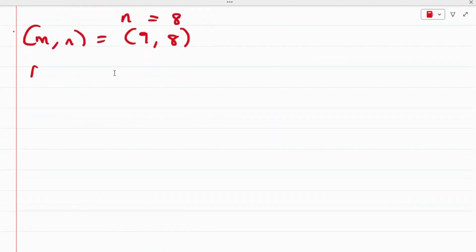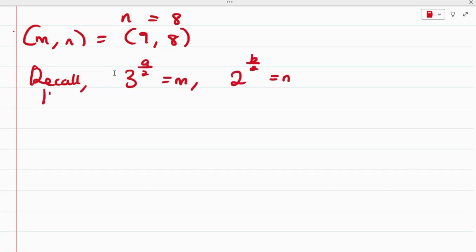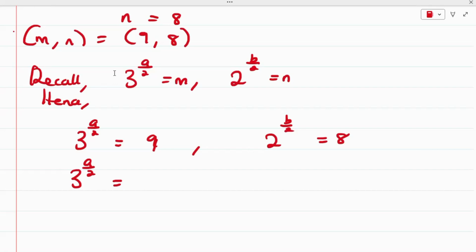So recall, we have that 3 raised to the power of a over 2 is equal to m and 2 raised to the power of b over 2 is equal to n. So hence we have 3 raised to the power of a over 2 is equal to m, which is 9, and 2 raised to the power of b over 2 is equal to 8. Now we can easily express 9 in terms of 3 as 3 raised to the power of 2, and we can easily express 8 in terms of 2 as 2 raised to the power of 3.